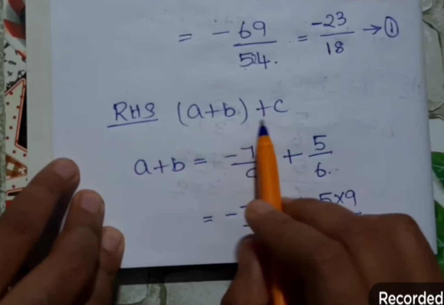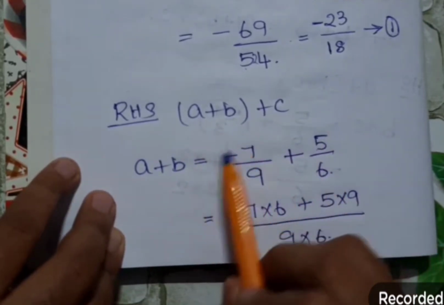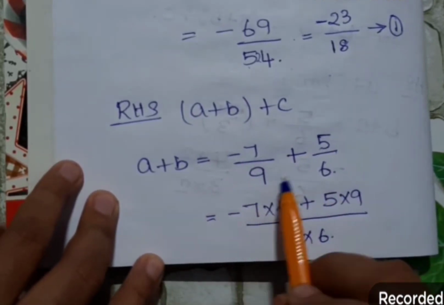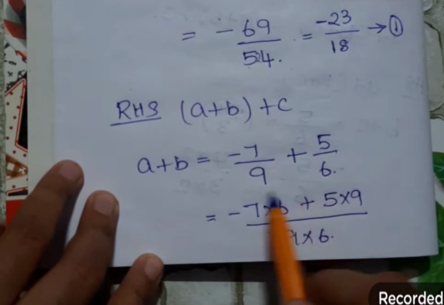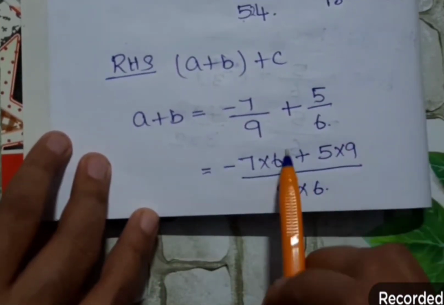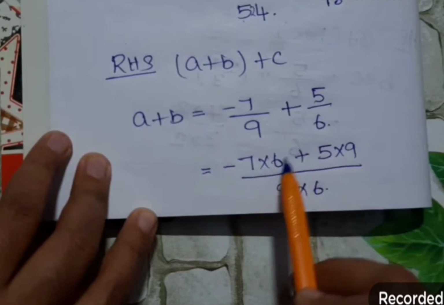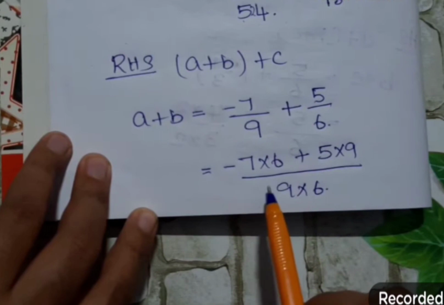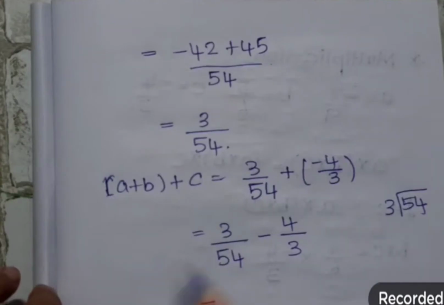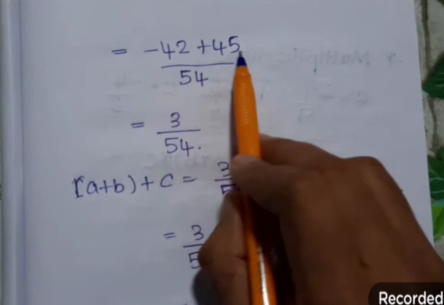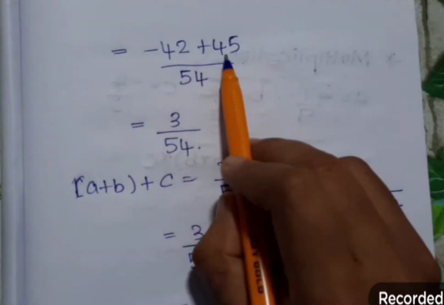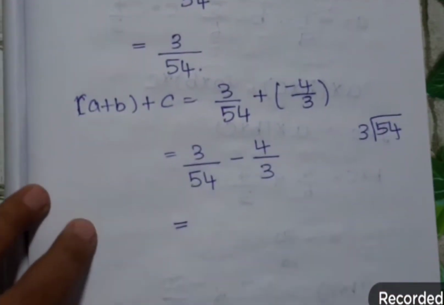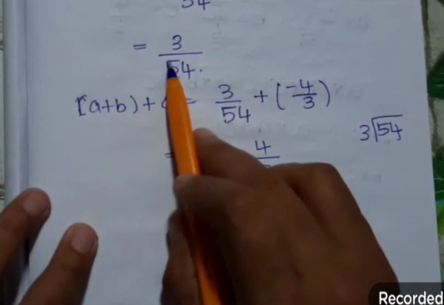Next one is the right hand side, (A plus B) plus C. So bracket terms we can find the answer. A plus B is equal to minus 7 by 9, A value, plus B value, 5 by 6. So take LCM, the same method, take LCM, cross multiply: minus 7 into 6 plus 5 into 9 divided by 9 into 6. So if you multiply this, minus 42 plus 45 by 54, two signs are different, so I have to subtract, you will get 3 by 54. So here itself you can cancel or keep like this, do the next calculation.